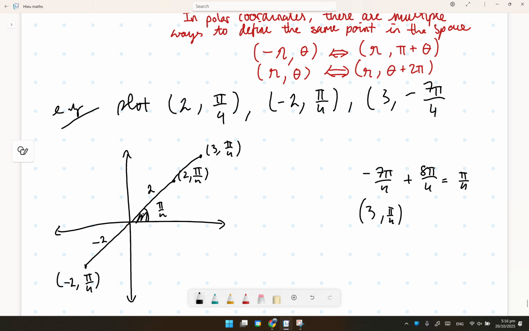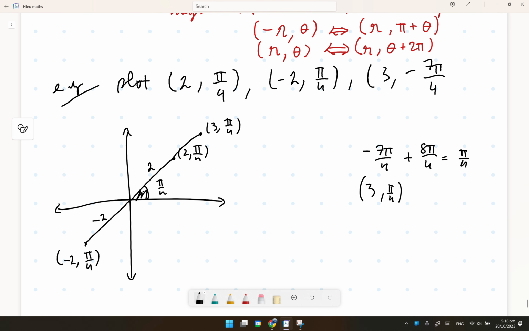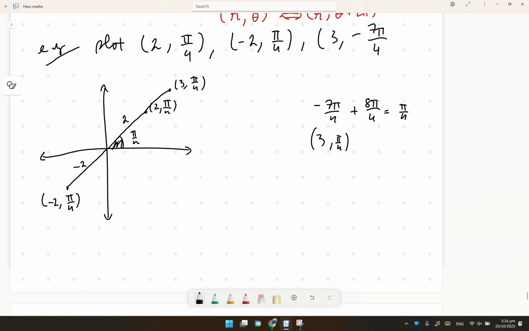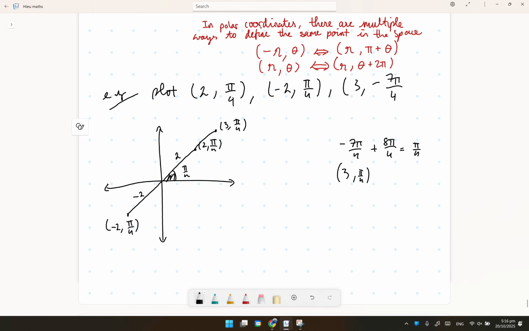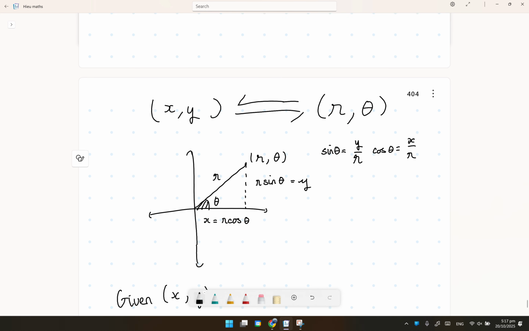This is just practice on plotting different points. The only thing that was difficult really was (3, minus 7 pi over 4). So let's add 2 pi to make it an easier number. I don't know what minus 7 pi over 4 is, but I added 2 pi. 2 pi is simply equal to 8 pi over 4. And then you add that, that's pi over 4. So that's actually just 3 pi over 4.